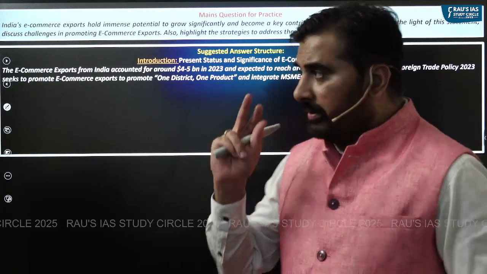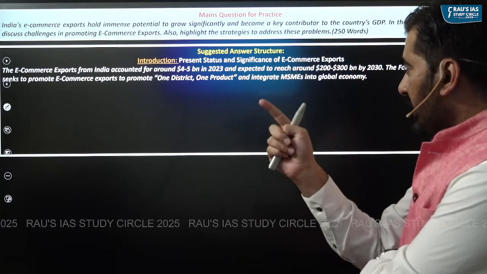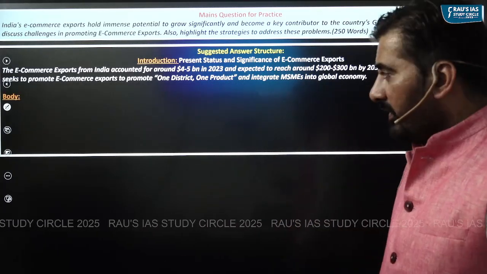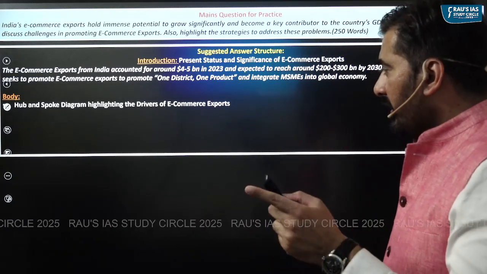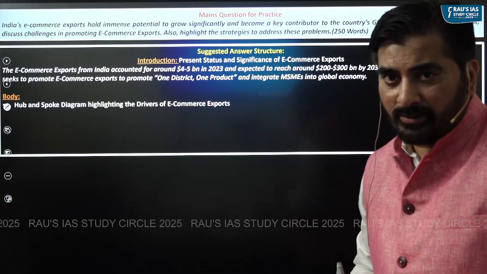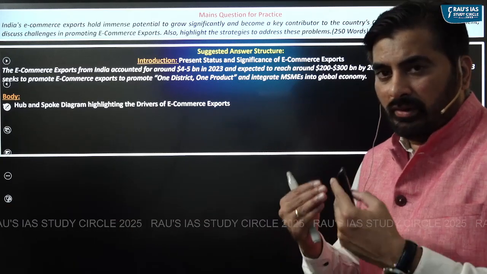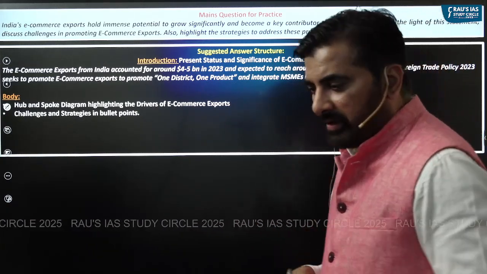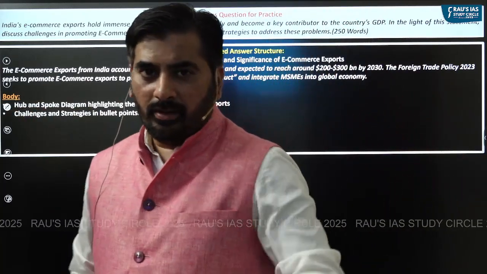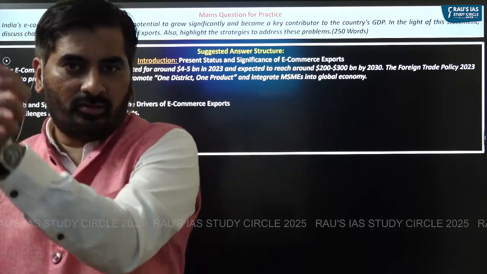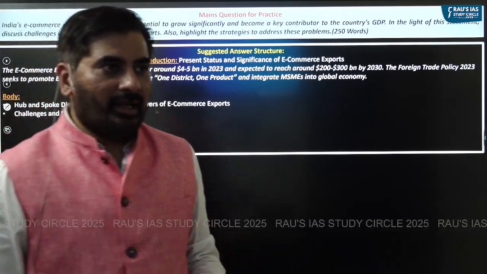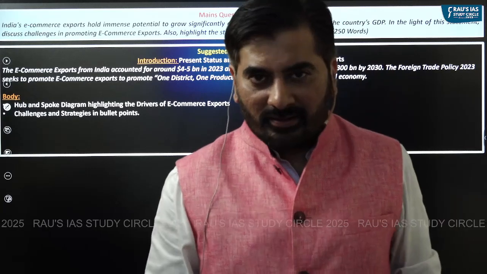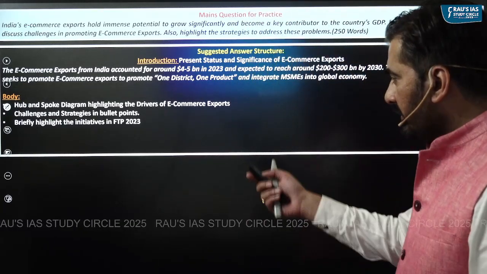And when you read the question carefully, in the question, there are actually two parts, challenges and strategies. But as a value addition, before you start the body of the answer, you could incorporate hub and spoke diagram highlighting the drivers of e-commerce exports. What are the factors which are leading to increase in e-commerce exports? After that, write challenges and strategies in bullet points. Ideally, you could incorporate a table in the tabular format, one side challenges, on the other side strategies. After that, you could briefly mention about some initiatives which are already taken by the government, which is taken in the Foreign Trade Policy 2023.